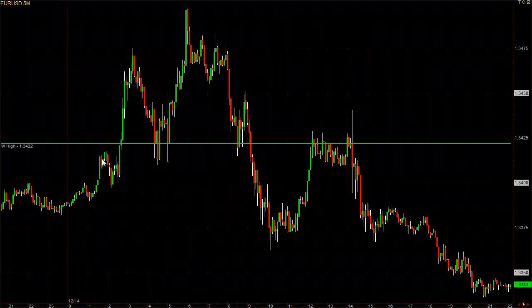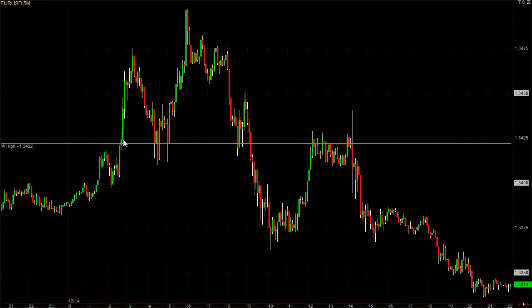Here in the euro dollar, you can see the price broke out, and a lot of times when the price breaks out above the previous week's high, day's high, month's high, it usually pulls back and tries to test this area. And when the price comes out and tests that area, oftentimes it will continue up.